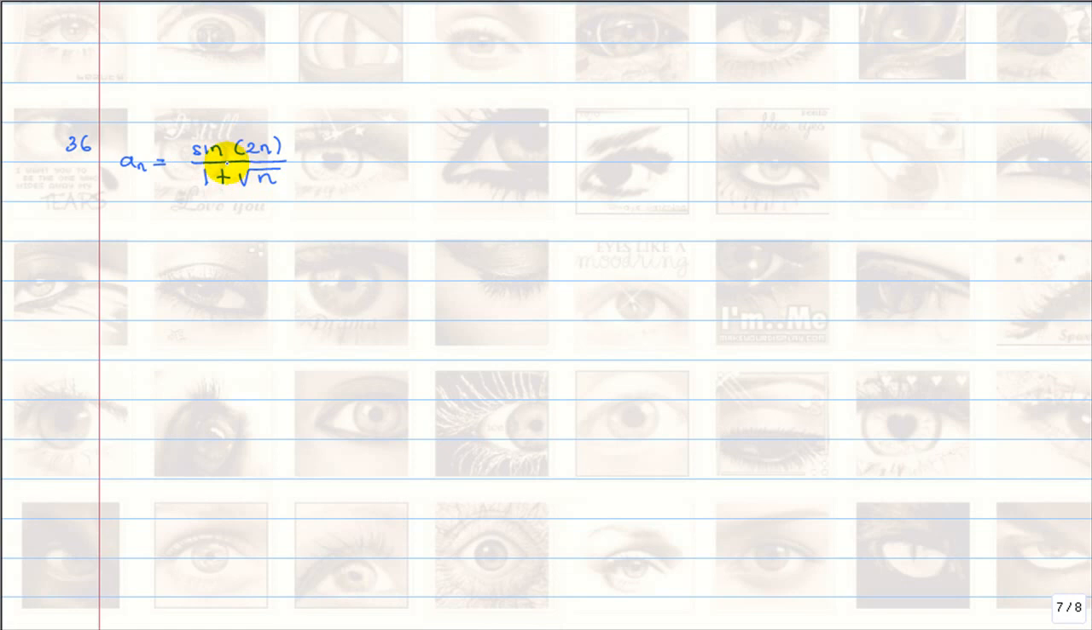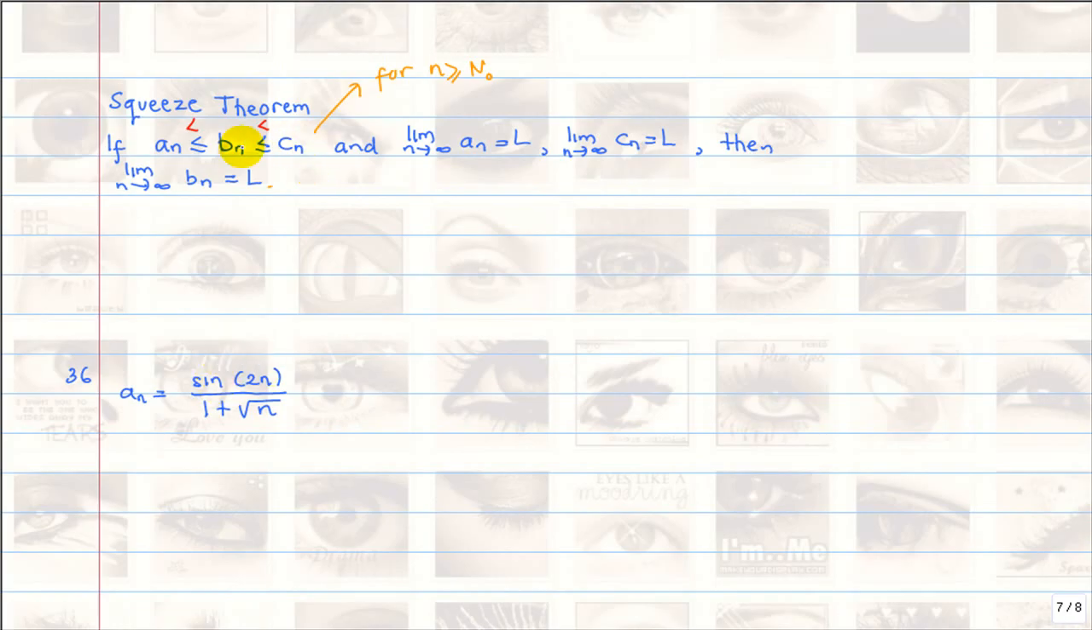Okay, let us apply this squeeze theorem to the following problem. So here we have sine 2n over 1 plus square root of n. In the setup of the squeeze theorem, we want this to be our b sub n. Hence, we need to find the suitable a sub n and c sub n. Okay, how do we find that? Remember that sine x is always between -1 and 1. So note that sine twice of n is between -1 and 1.